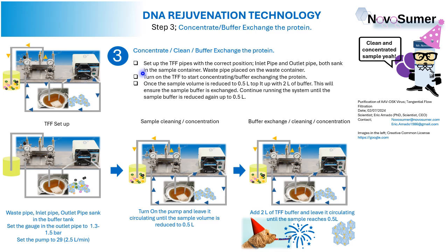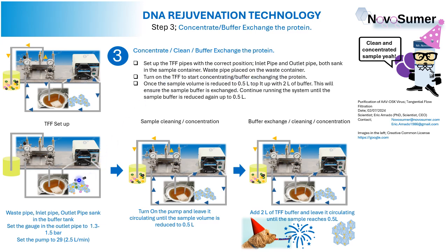In this step, there are 3 super steps. Okay, so let's go for the first one. Let's read with me. Set up the TFF pipes with the correct position. The inlet pipe and the outlet pipe both will be sunk in the sample container, and the waste pipe will be placed on the waste container.